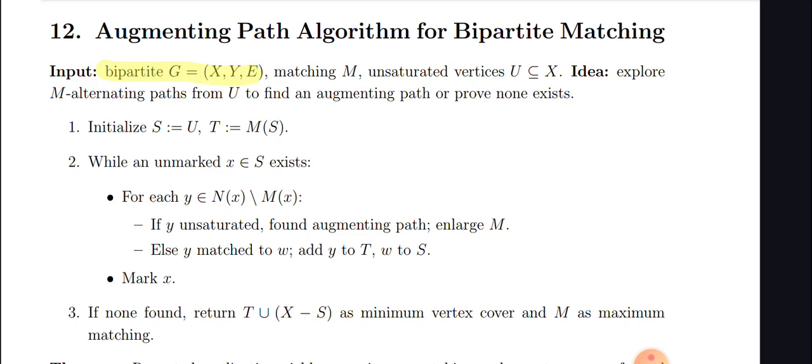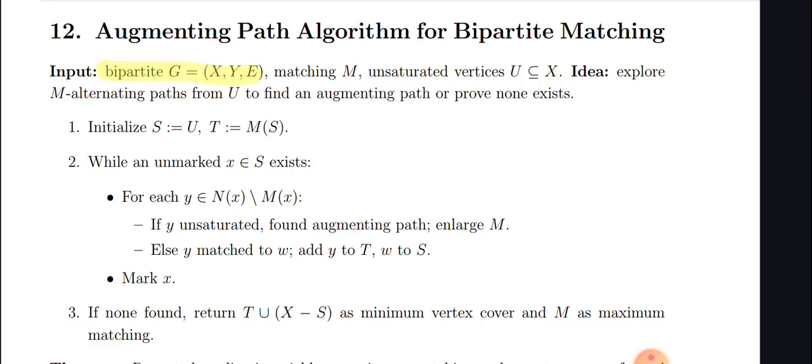Now here is the crucial conceptual leap that I think can be confusing. The algorithm stops, and suddenly the final state of those sets, S and T, magically defines the minimum vertex cover. It's not magic, it's structure. The minimum vertex cover Q is constructed like this: Q equals T union (X minus S). So it's all the reachable vertices in Y, plus all the unreachable vertices in X.